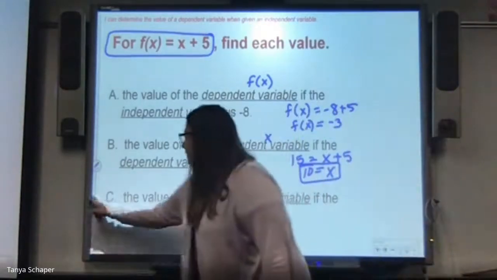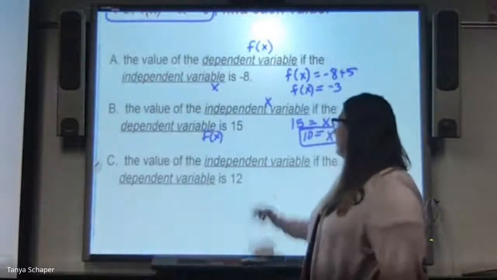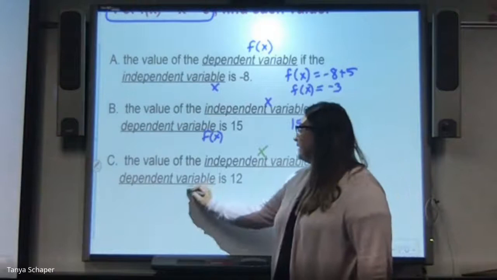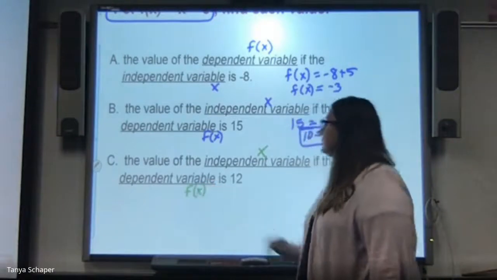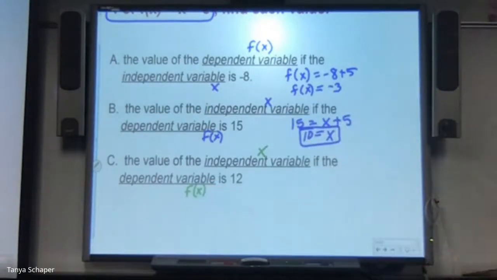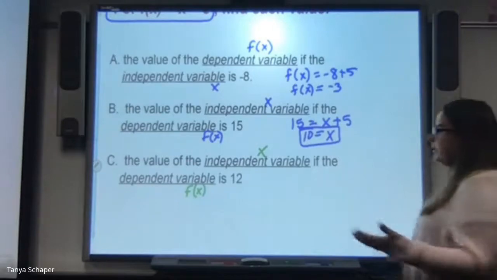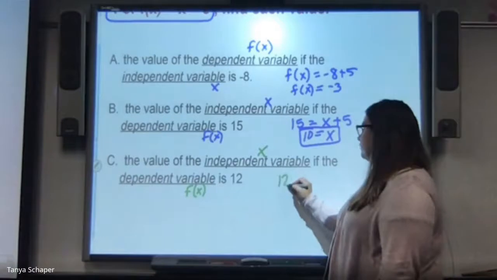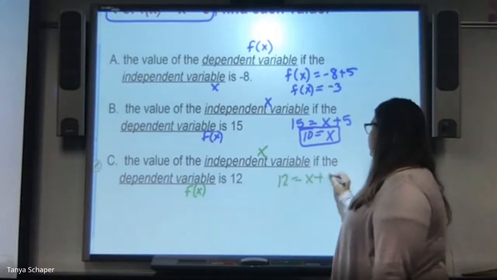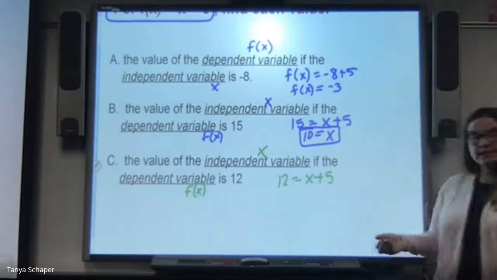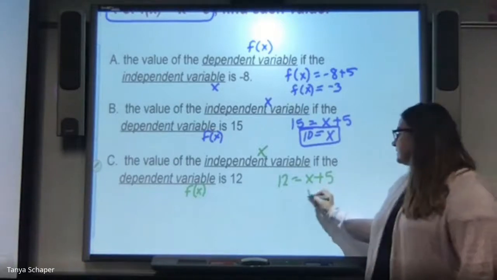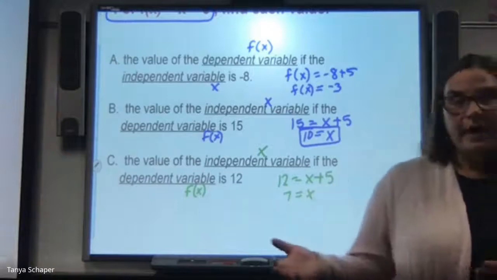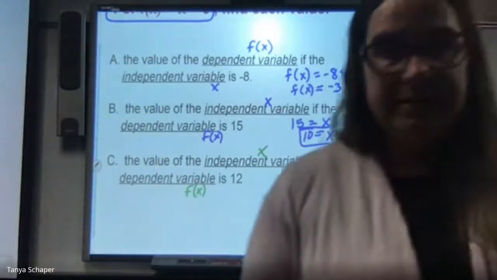And the last one, find the independent if the dependent is 12. Really practicing: independent is your x, dependent is your f of x. So if 12 is something plus 5, what is my x? My x is going to be 7. Utilizing finding the independent and dependent.